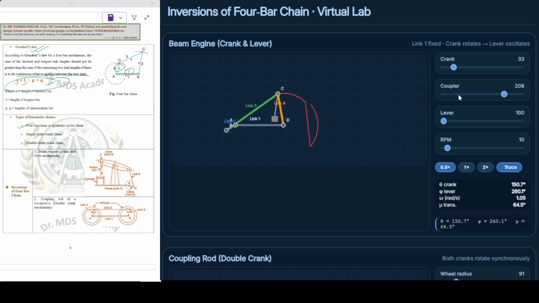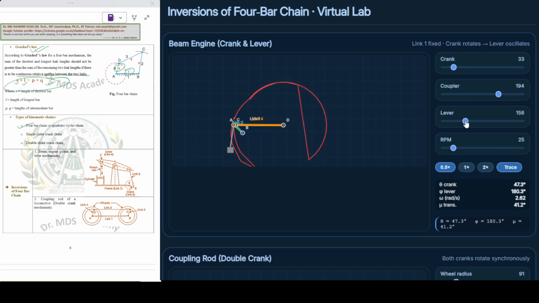Again it is not following, so you must play with the crank, coupler and length in such a way that it must follow the expression. Okay, then only you will be able to increase the rpm. Again it is not. Okay, see the lever, I am increasing the length.